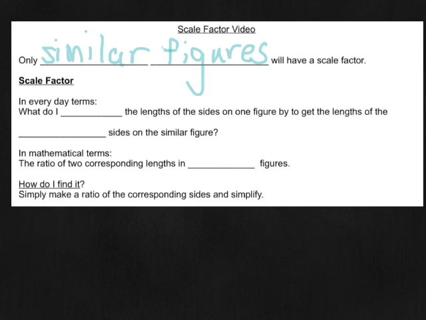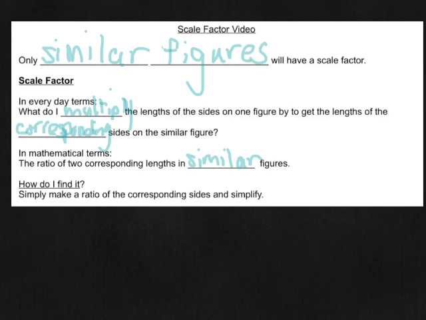In everyday terms, what do I multiply the lengths of the sides of one figure by to get the lengths of the corresponding sides on the similar figure? In mathematical terms, you're looking for the ratio of two corresponding lengths in similar figures.